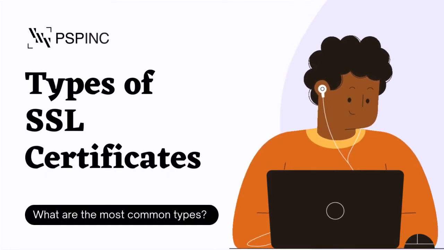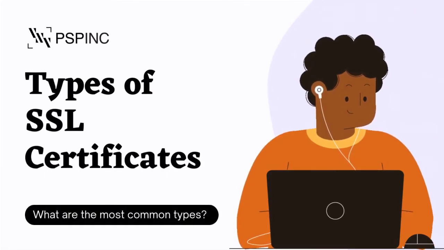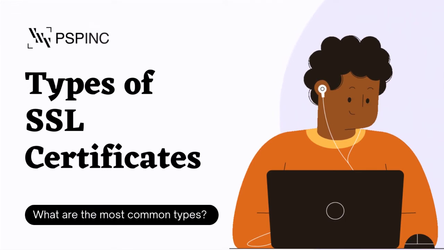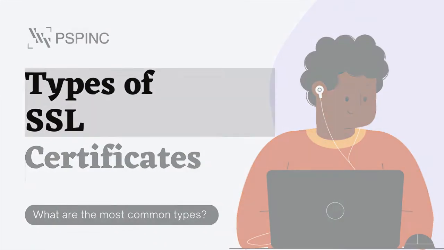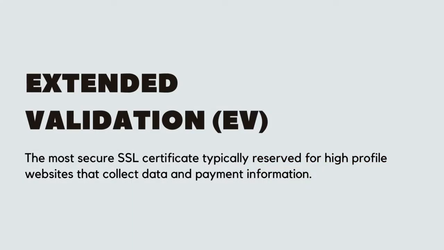Now let's move on to the different types of SSL certificates, more specifically the most common types. First, there's Extended Validation, or EV-SSL certificates. They are by far the most expensive, but also the most secure. These are typically used for high-profile websites that collect data and payment information.